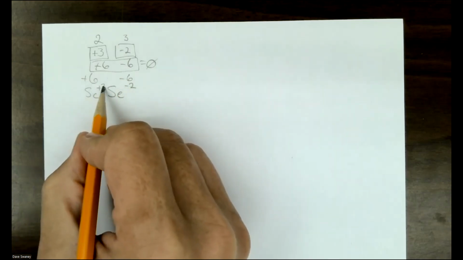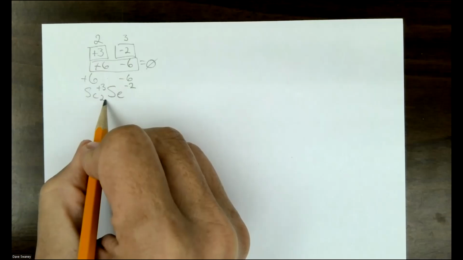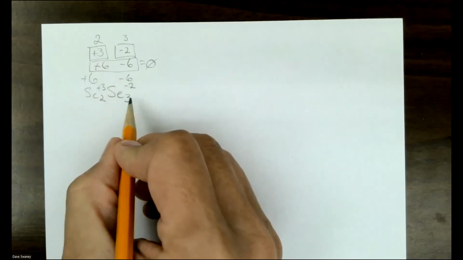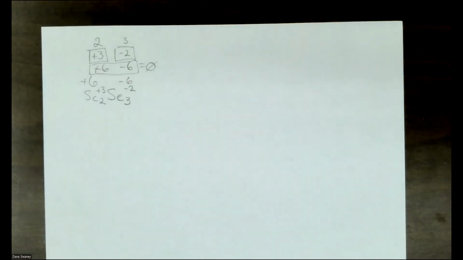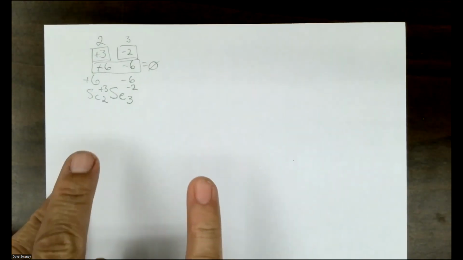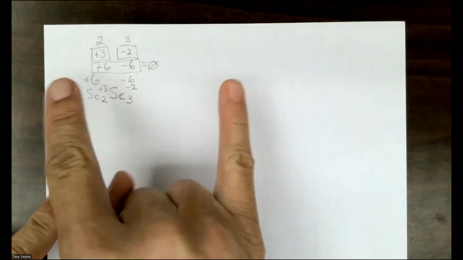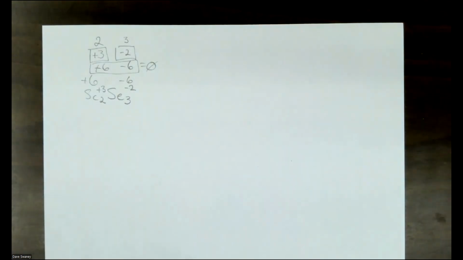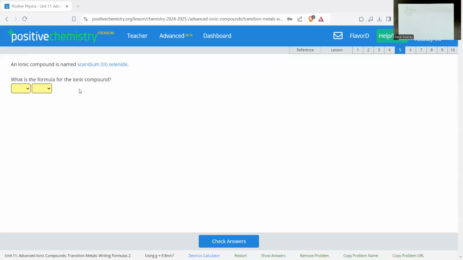Well, how many of those do I need to accomplish that? I need 2 of them. How many of these do I need to accomplish that? I need 3 of them. And very often on these, what we get is what I call the turn and flip. So take the charges and rotate them opposite, kitty corner. That doesn't always work. If you do that and you get a 2 and a 4, we need to simplify it. But a lot of times that works. And here we are in the website. So that would be scandium with a 2 and selenium with a 3.